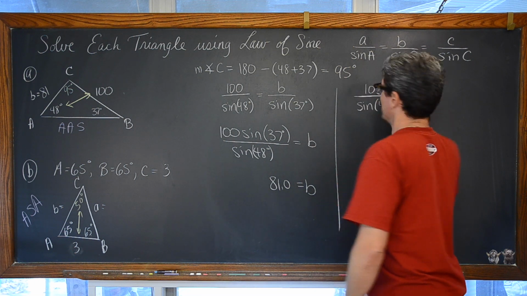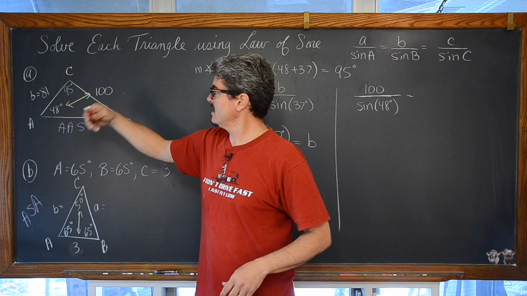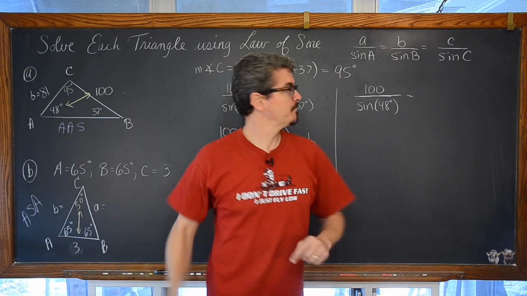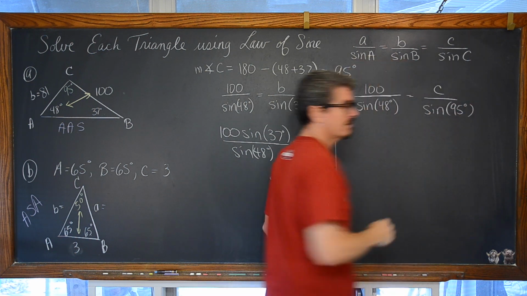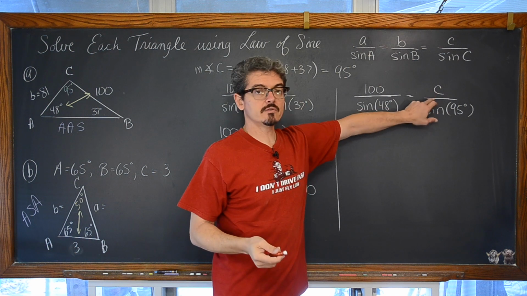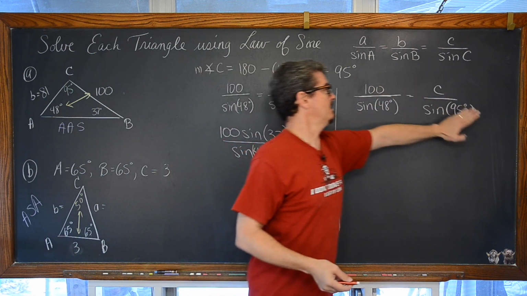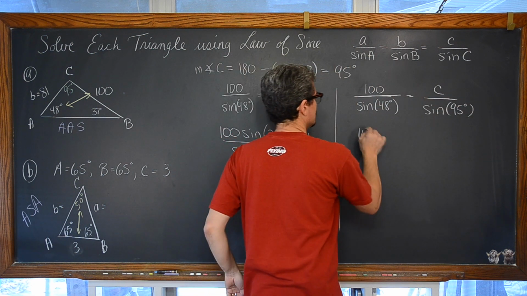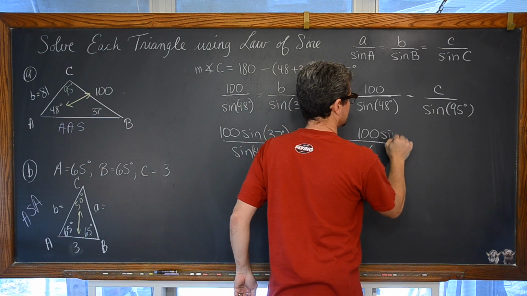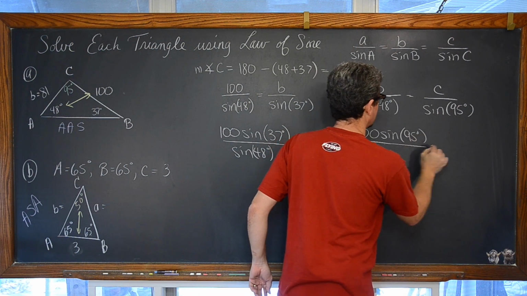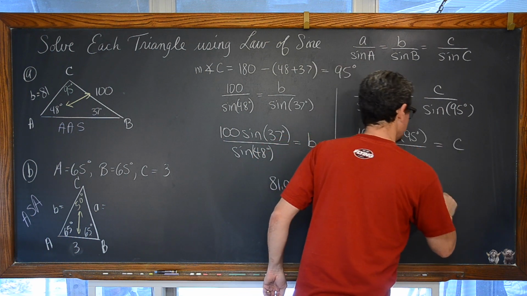And of course, we can't always avoid using information we found on our own, but we have that 95 degrees in the side C, so we're going to have C over the sine of 95 degrees. Again, we have just our unknown divided by a constant, so we're going to undo that division by multiplication. Multiply that sine of 95 degrees over to the left, and we have 100 times the sine of 95 degrees over the sine of 48 degrees. And that's still equal to C.